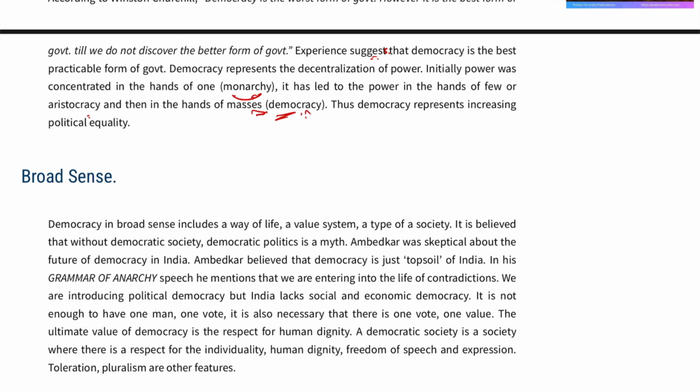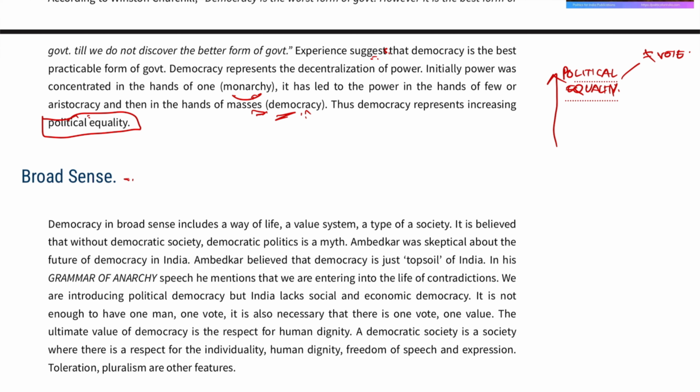Increasing political equality, where, okay, if that's the measure, political equality, where everybody gets to vote, and that's the peak of political equality, and that's the charam sima of democracy. Is that so? Political equality is not just vote, that's what is needed to be understood.